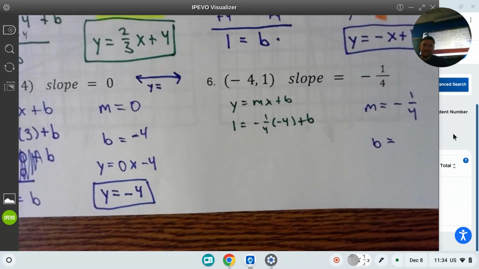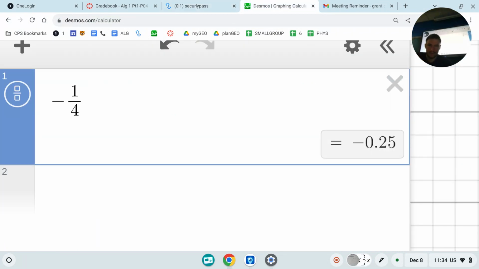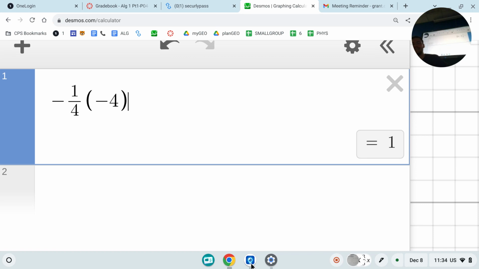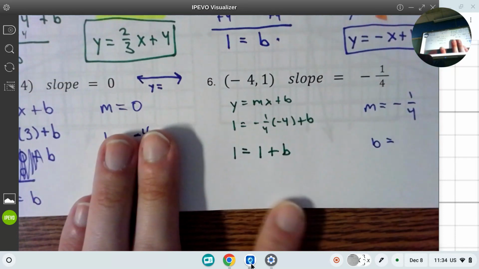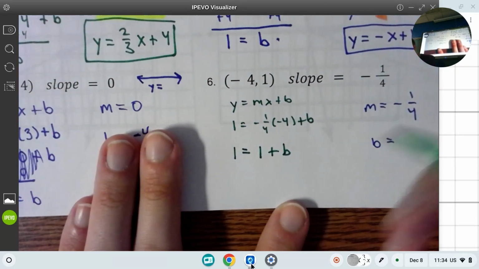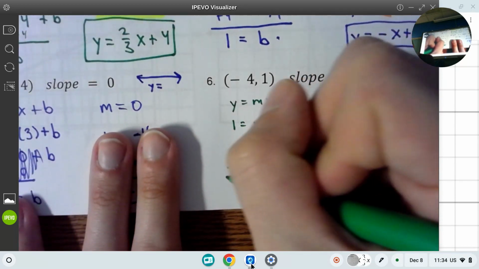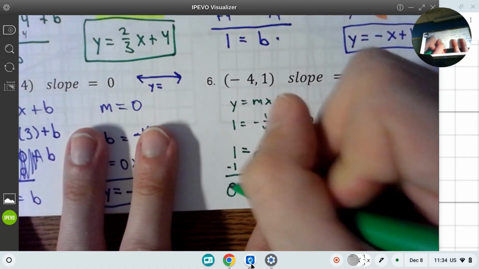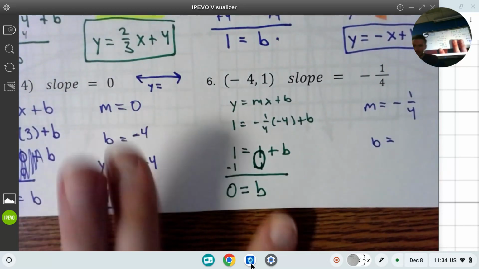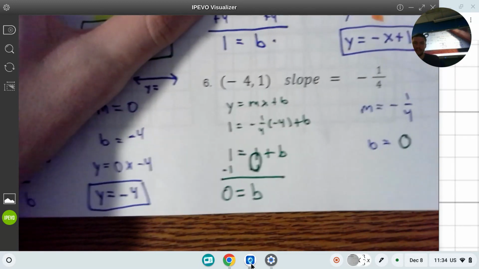Now I'm going to probably need Desmos to handle that, so I'm going here, negative fraction 1/4 parentheses negative 4. Desmos does all of that, and it tells me it is a 1, so I have 1 equals 1 plus b. And now that we're here, I need to move the 1 to the other side. Minus 1, minus 1. What happens? 1 minus 1 is 0. 0 equals b. Now, I don't know if this means that b is dead or something, but regardless, b is equal to 0.